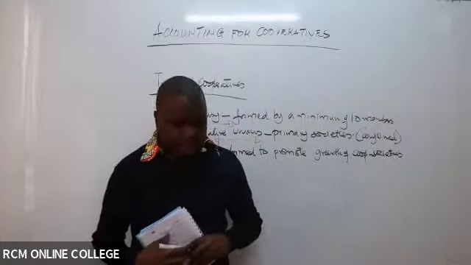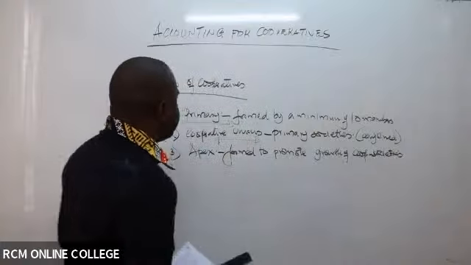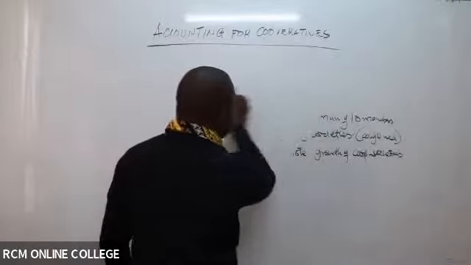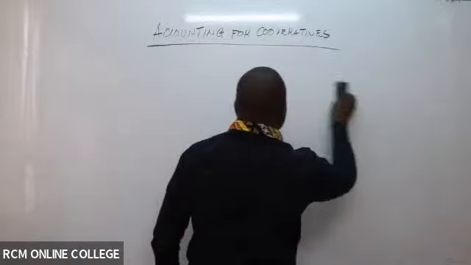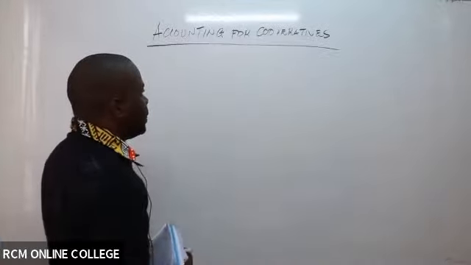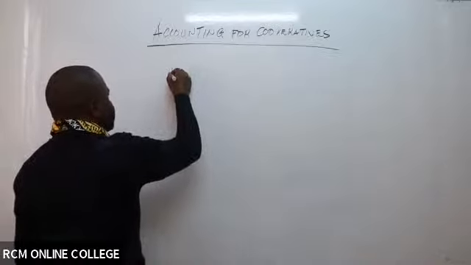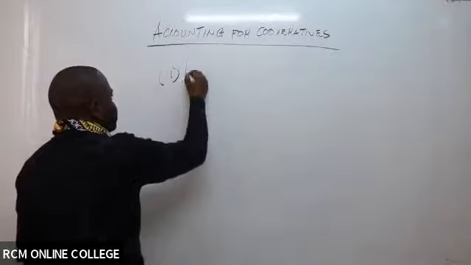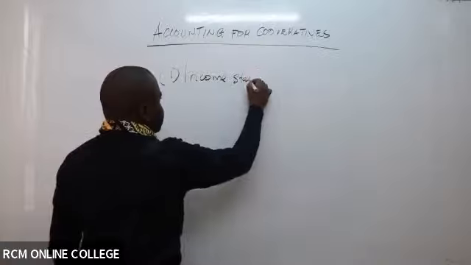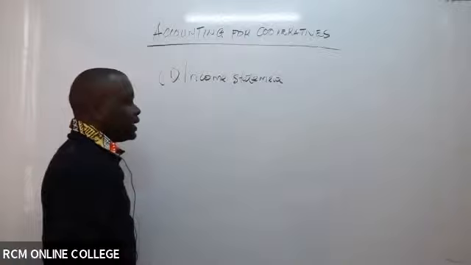So now, the types of accounts. The types of accounts, or books of accounts, that will likely be maintained regarding the cooperatives, we'll have three major ones. The most obvious one, I think you've already come across. There'll be the maintenance of what we call the income statement.